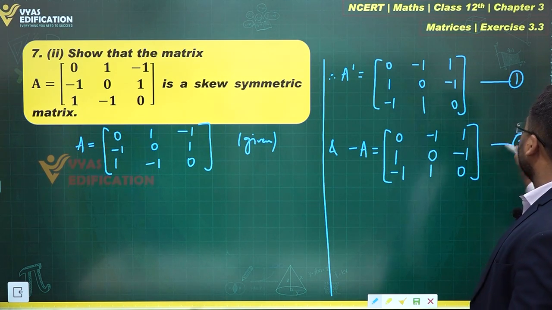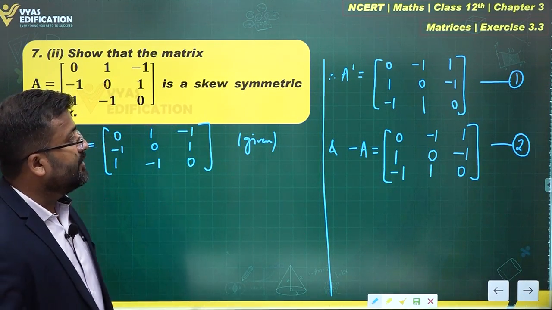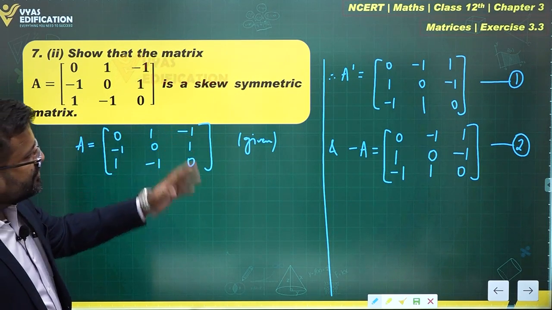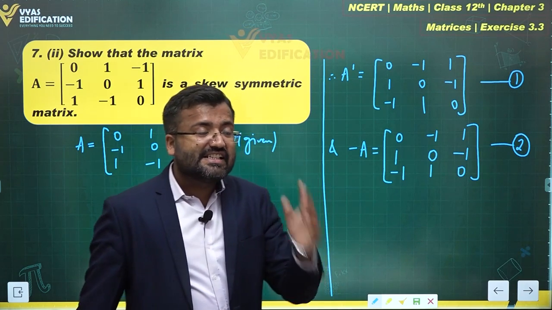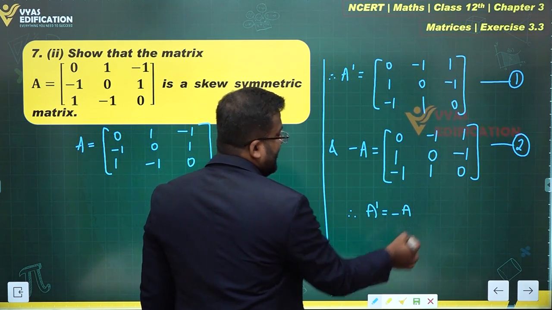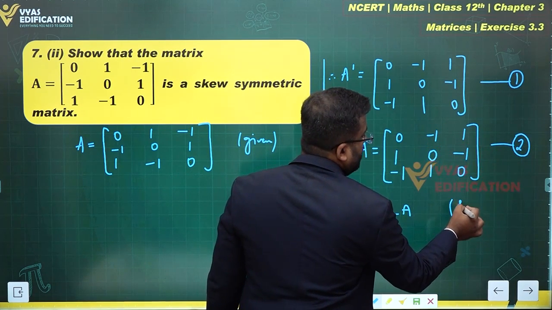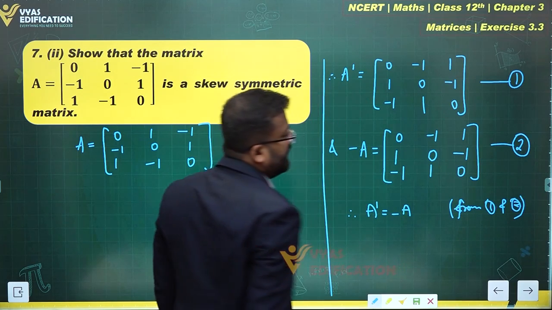This is statement 2 over here. Now once we have statement 2 and statement 1, can you observe that A transpose and minus A are exactly the same? So therefore, A transpose is equal to minus A from 1 and 2. This is what you can observe from 1 and 2.